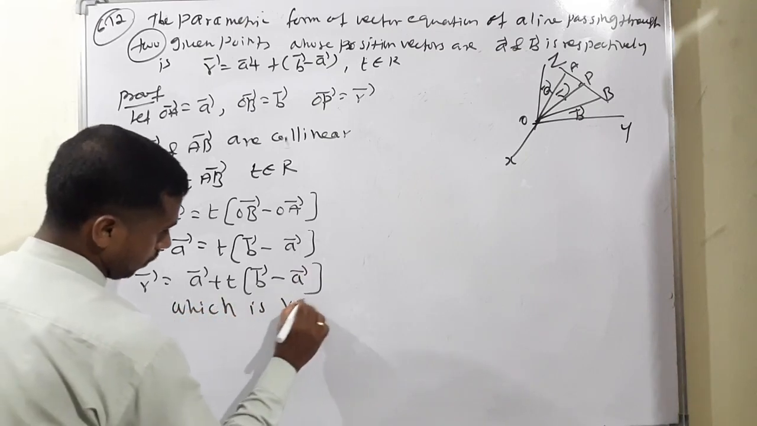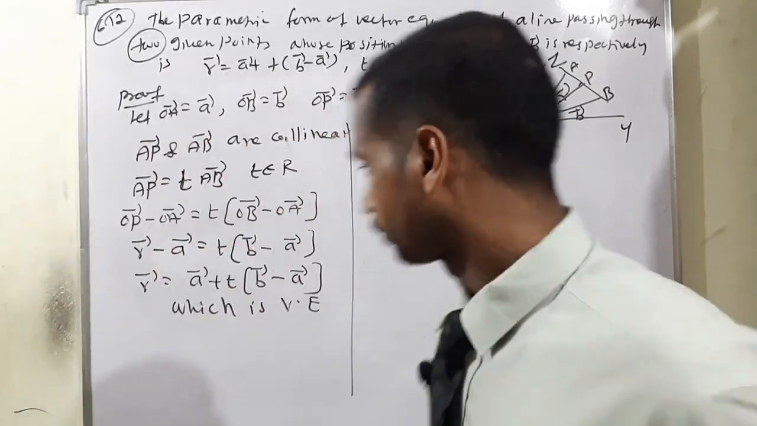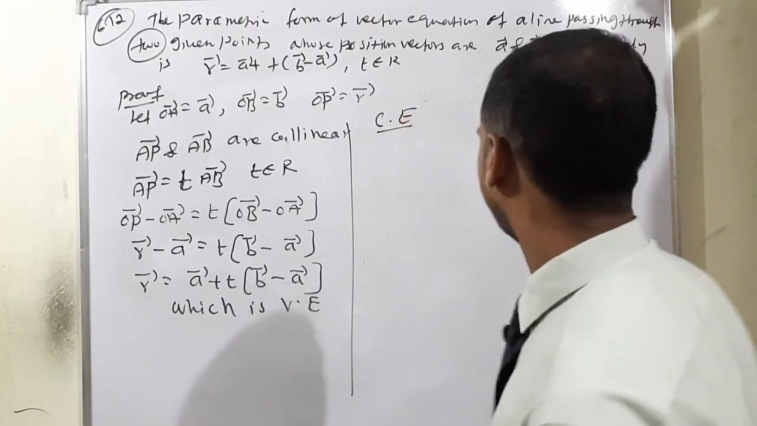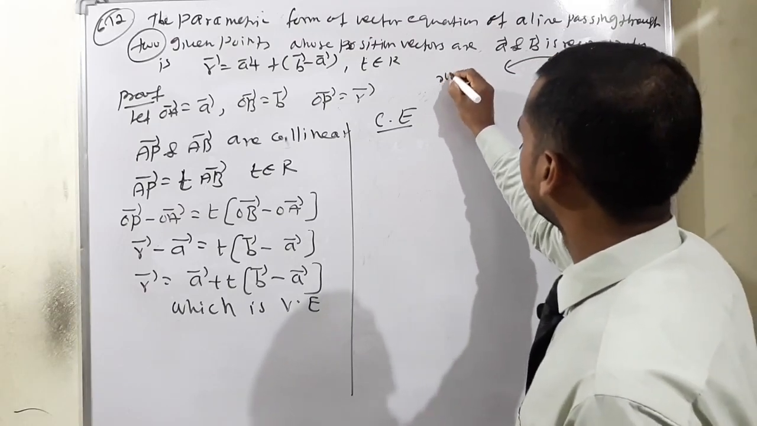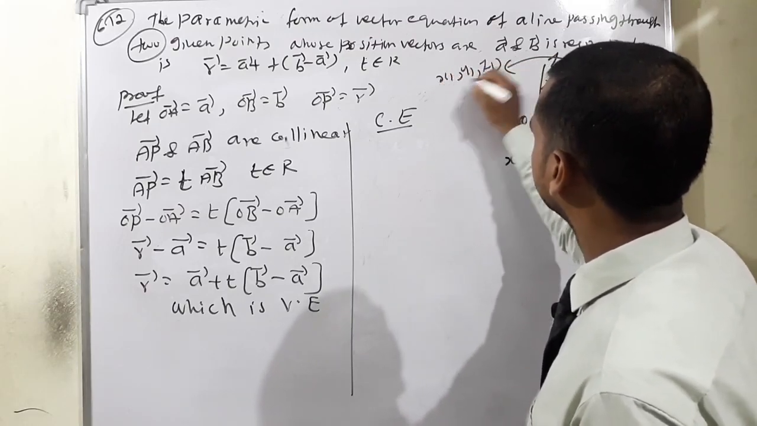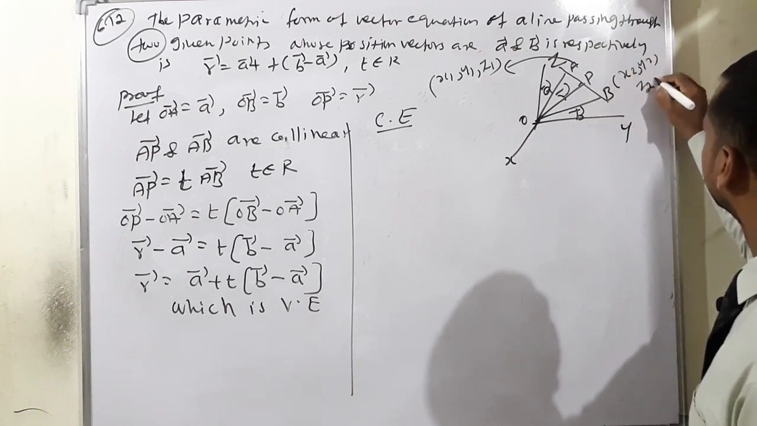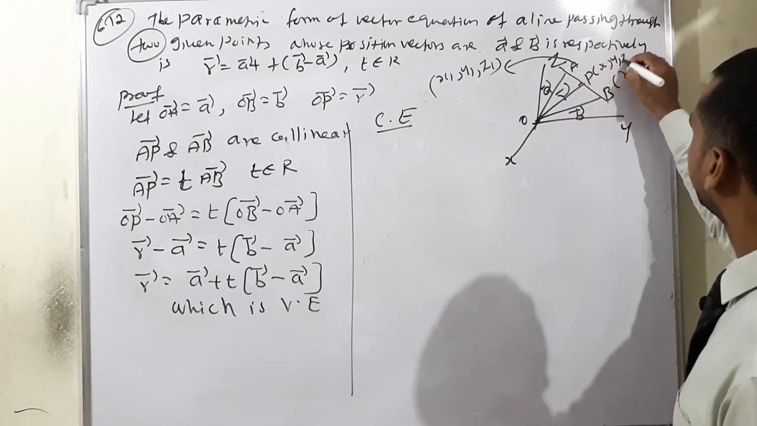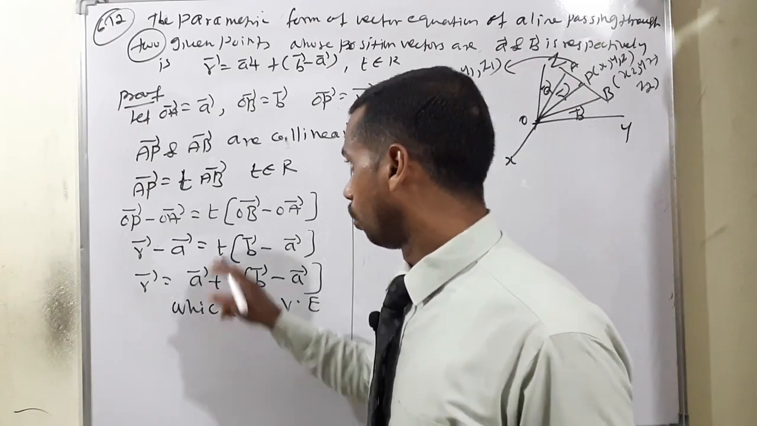I am moving to the Cartesian equation. Okay. So Cartesian equation means you have to consider A as x1 comma y1 comma z1, then B as x2 comma y2 comma z2, then P, the point of OP, as x comma y comma z. The condition we need, actually OA.